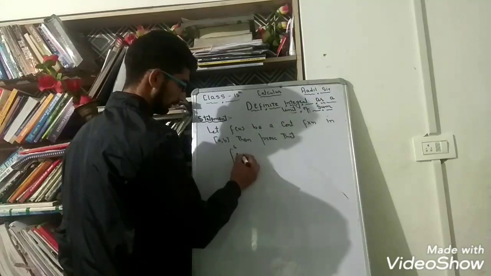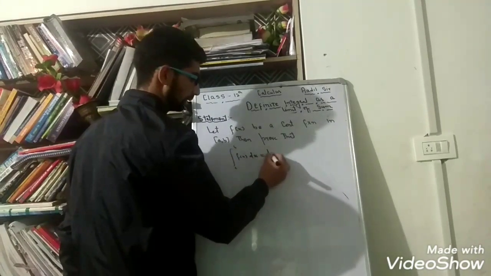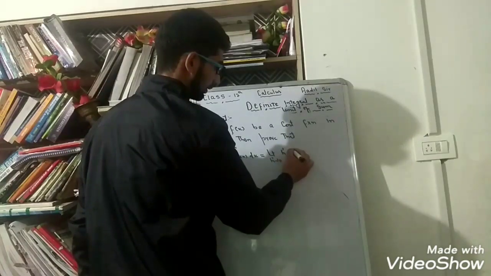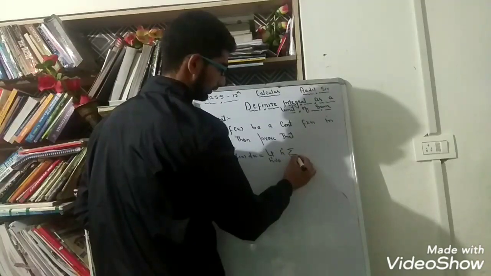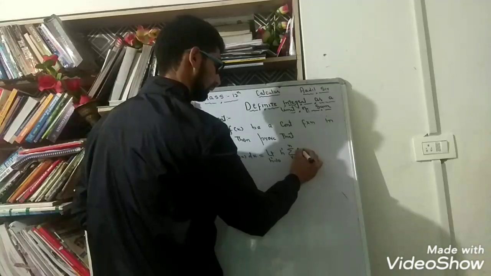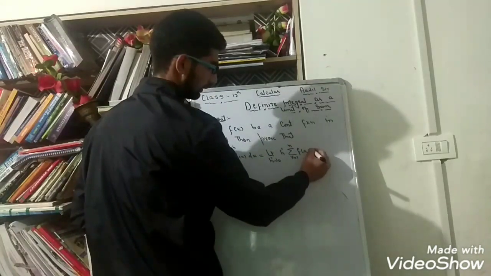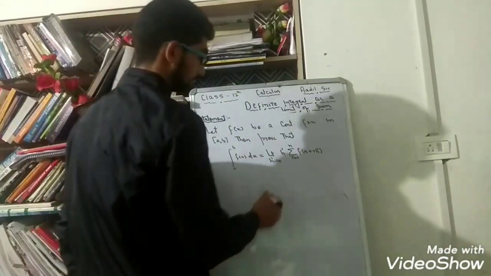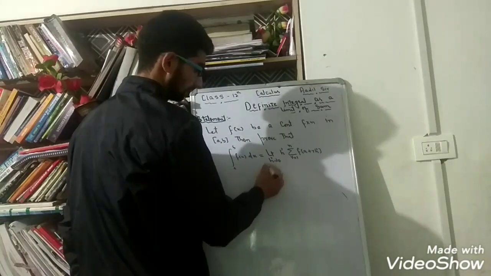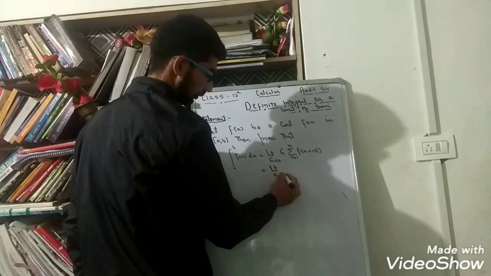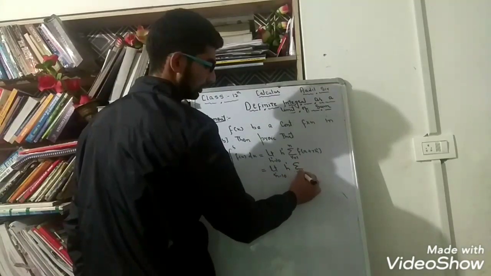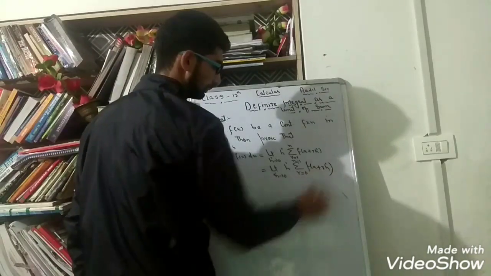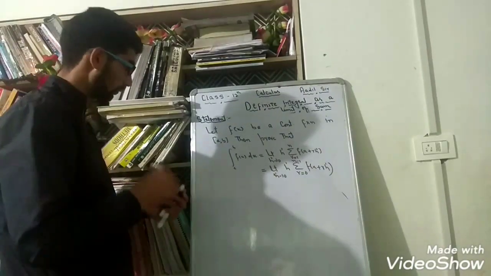the integral from a to b of f of x dx is equal to the limit as h tends to 0 of h summation from r is equal to 1 to n of f of a plus rh, and this is equal to the limit as h tends to 0 of h summation of r is equal to 0 to n minus 1 of f of a plus rh. So you write down the statement. Now we will go through it.